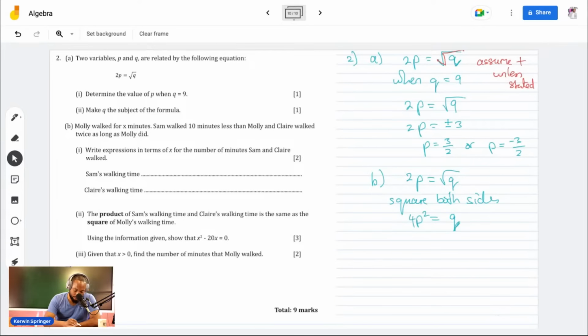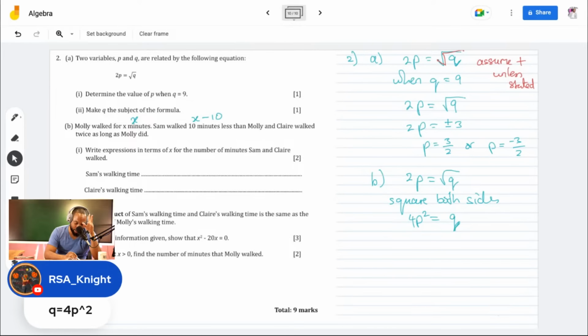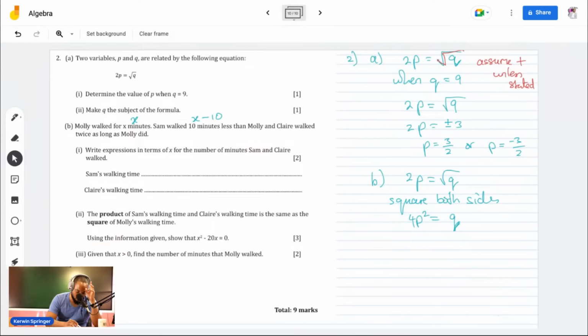Let me do the next part. So Molly walked for X minutes. Sam walked 10 minutes less than Molly. 10 less than X. And Claire walked twice as long as Molly did. Twice as X. Write an expression in terms of X for the number of minutes: X minus 10 and 2X.